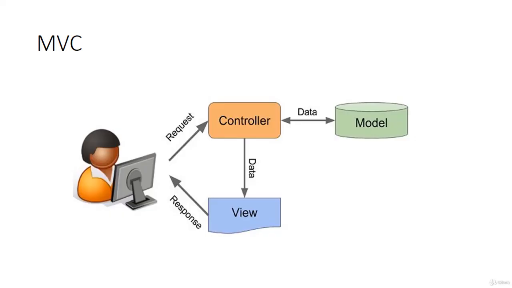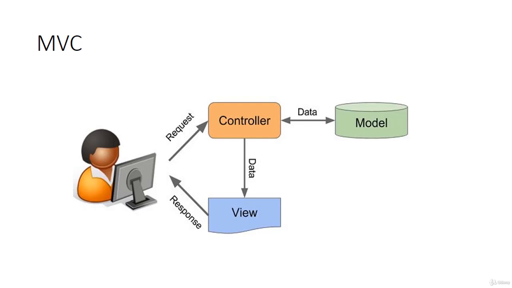Here we have a model, which is where the data comes from. It could be a database or a web service, etc. Then we have a view, which is what the user is seeing. And we have a controller, which is coordinating all the actions. It is in charge of refreshing the model, displaying the data in the view, and reacting to events from the view.